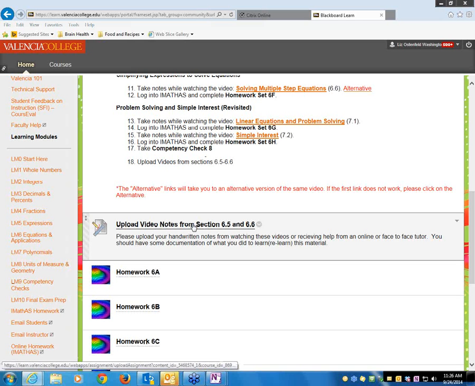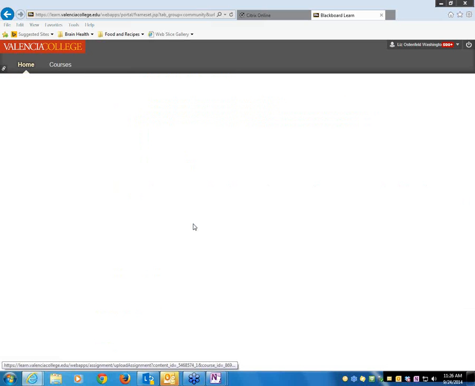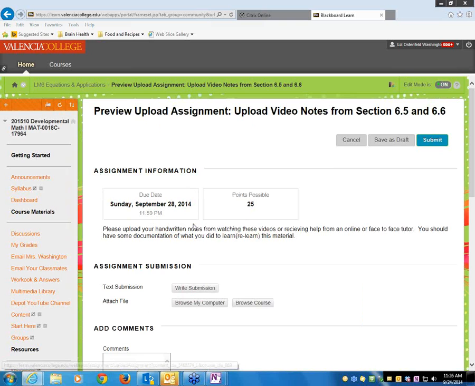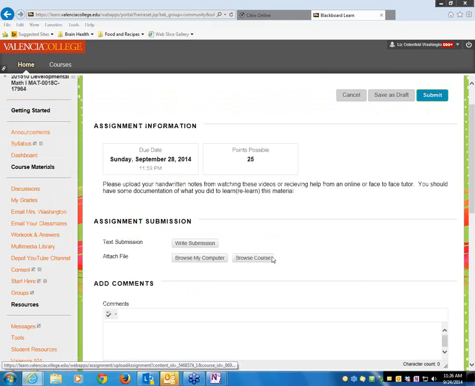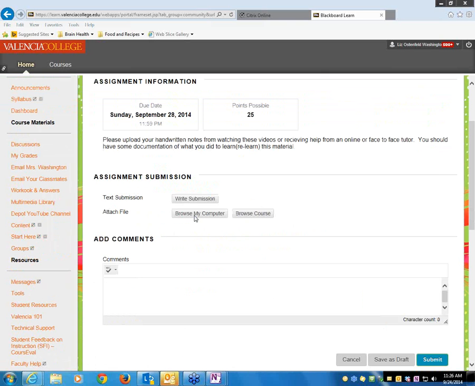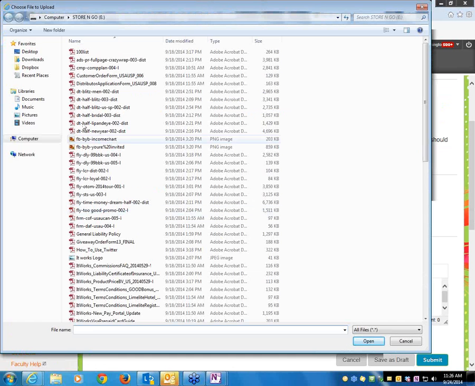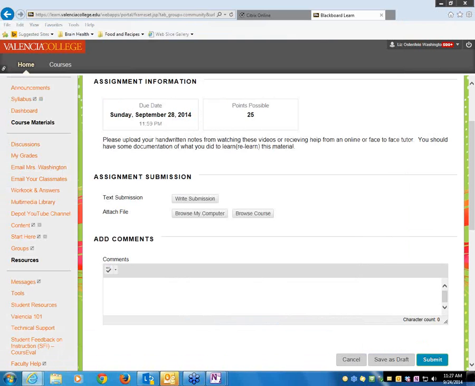So you'll either scan or use Cam Scanner or take a picture of your notebook. You'll save it to your desktop. You'll give it a name, notes from section 6.5, 6.6, and you'll save that to your computer. And when you click on the assignment, you will be able to browse your computer and find the file that you saved. Now, as you can see, I have a lot of files. You find it, you hit OK, and you hit Submit at the bottom.